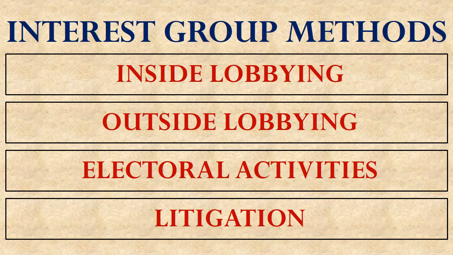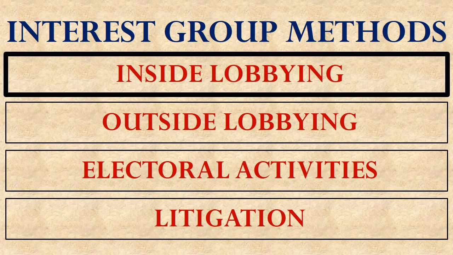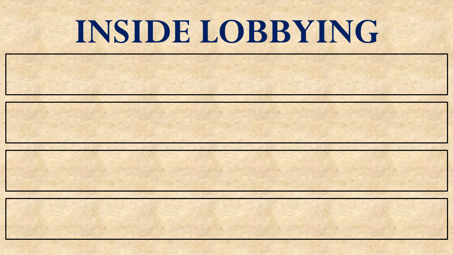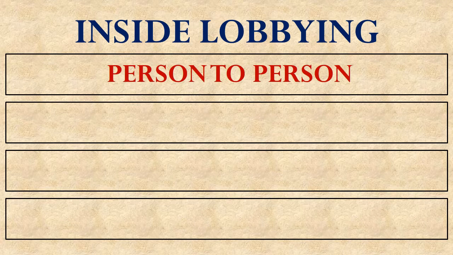In this lesson and the next several lessons, we'll learn about the various methods that are used by interest groups to accomplish their purpose of putting pressure on government to do things for them. In this lesson, we'll be talking about the particular method that we call inside lobbying. As we discuss inside lobbying, we're going to talk about 4 different aspects of it. The first of those aspects is the person-to-person nature of inside lobbying.